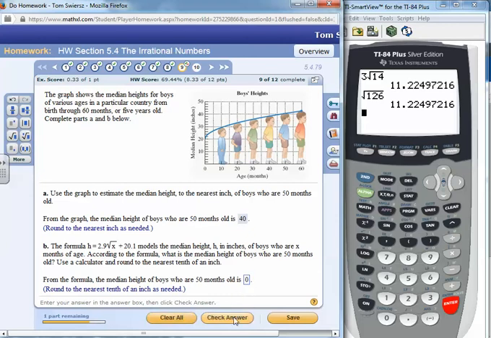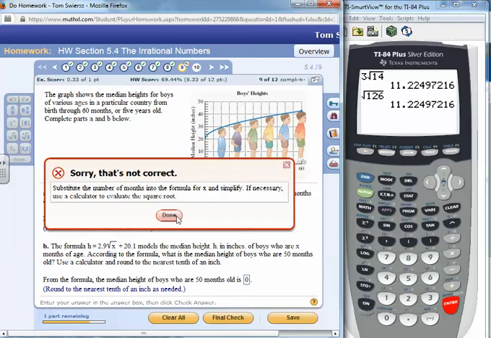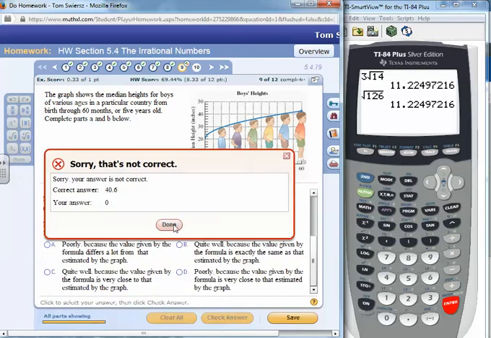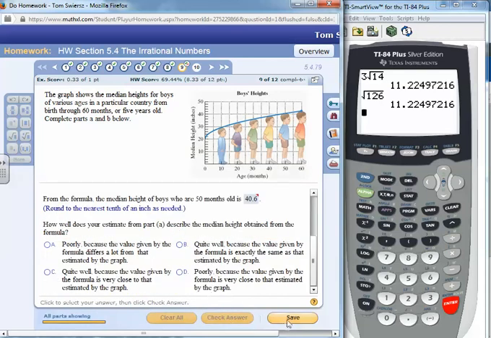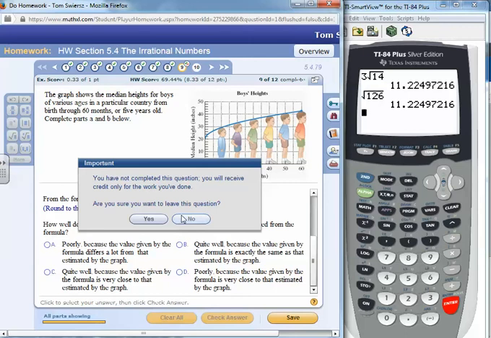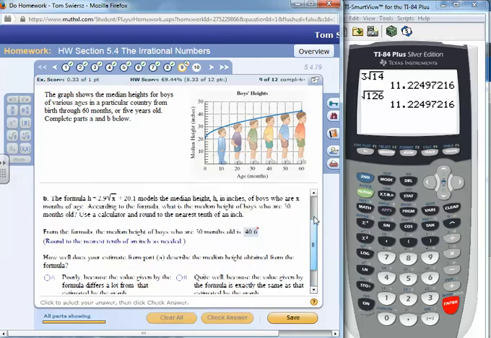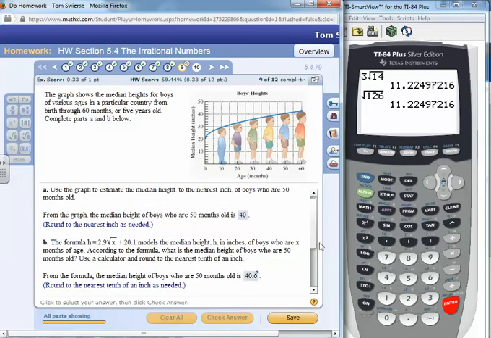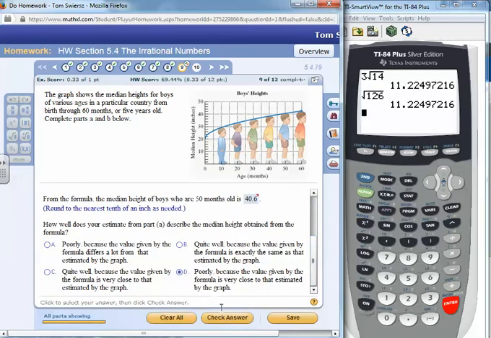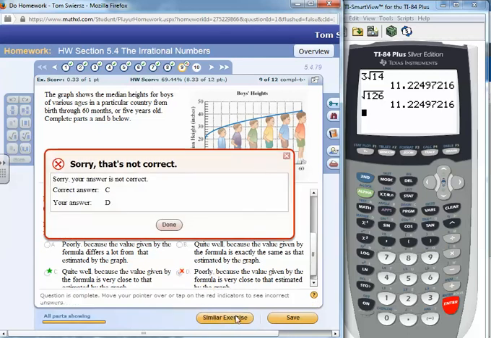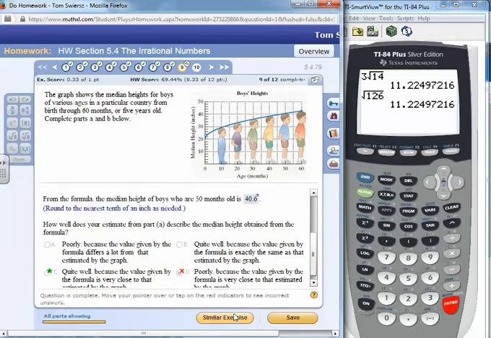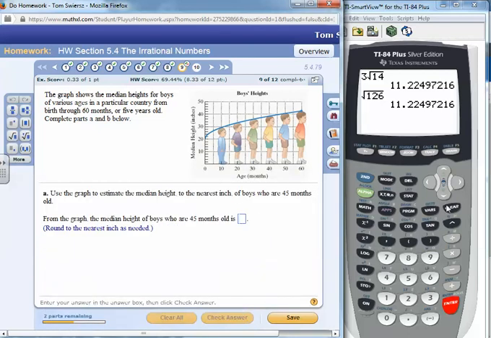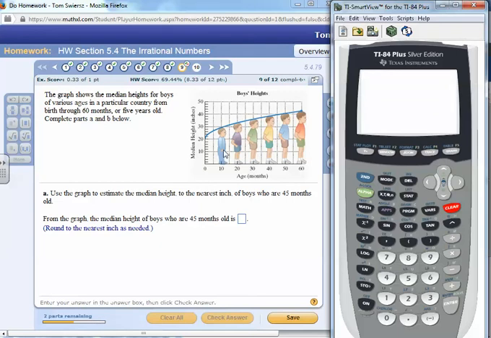Okay, let's just get this one wrong. Let's get a new answer here. Okay, now. Oh boy, we need another answer. I'll just do it wrong. Okay, now we're just going to do a similar exercise, so we can start over fresh.